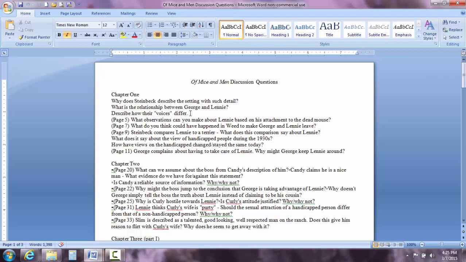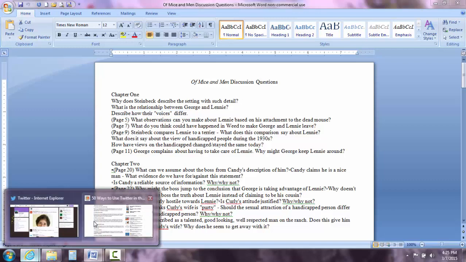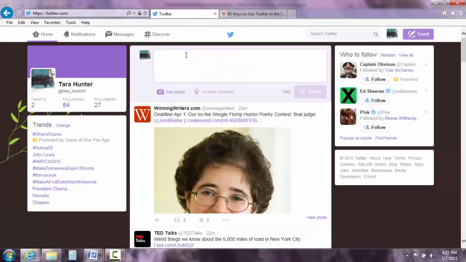I might select this one, and that might only be for my 2nd and 3rd hours, whereas this one might be for my 1st and 7th hours. And depending on that, I can tweet or share within my Twitter who's supposed to be responding to that one. But I can easily copy this from this document and then go up into my section here and paste this in.